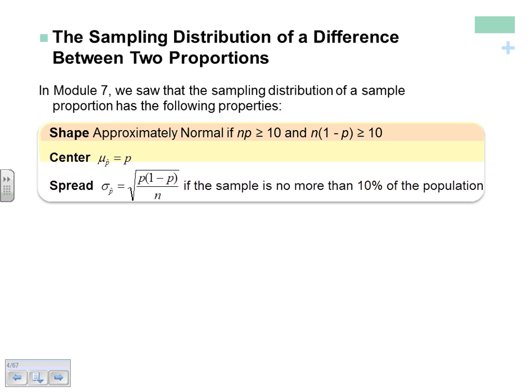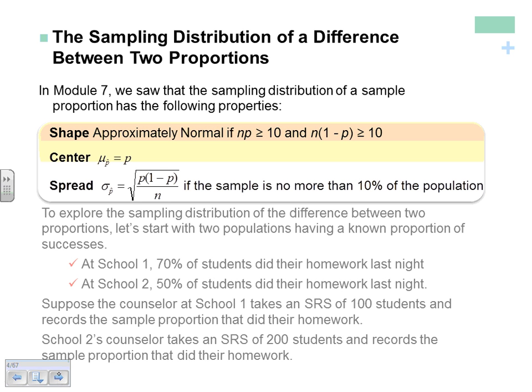So we saw in Module 7, the sampling distribution of a sample proportion has the following properties. The center is going to be the mu, in this case would just be the p, the population proportion, and your spread, sigma sub p hat, would be the square root of p times 1 minus p over n, if the sample is no more than 10% of the population. And it's going to be normal if you take n times p and n times 1 minus p and you get something at least 10.